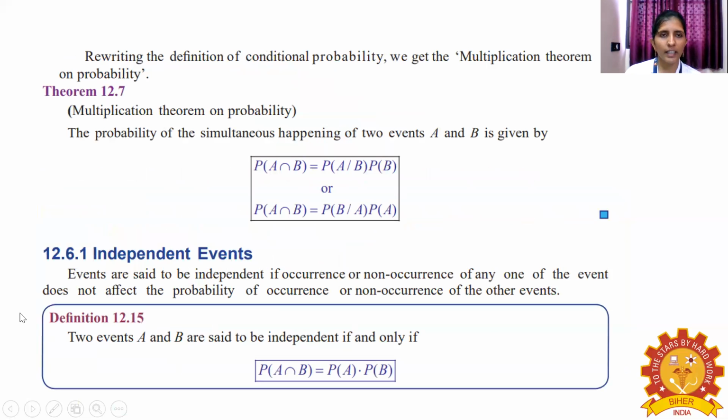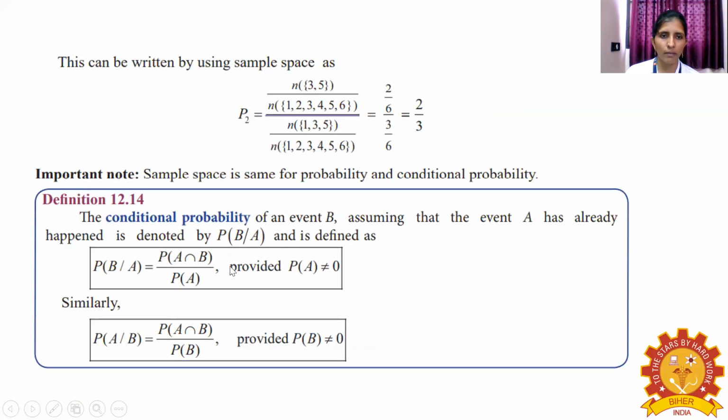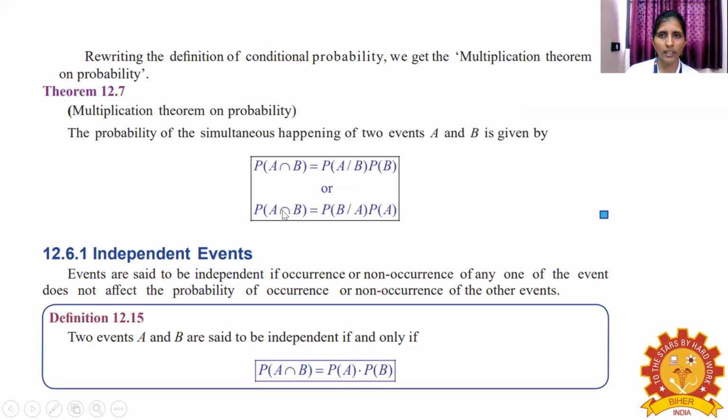And rewriting the definition of conditional probability, we get the multiplication theorem. That is, P of A intersection B is equal to P of A by B into P of B. So in the previous formula, we take the P of A to the left hand side. So we get P of A intersection B is equal to P of B by A into P of A. So that is how we get the multiplication theorem on probability.